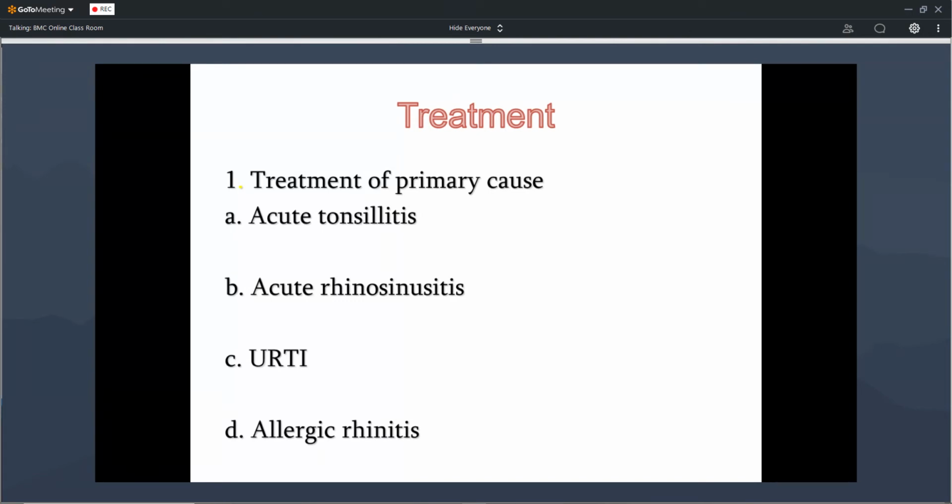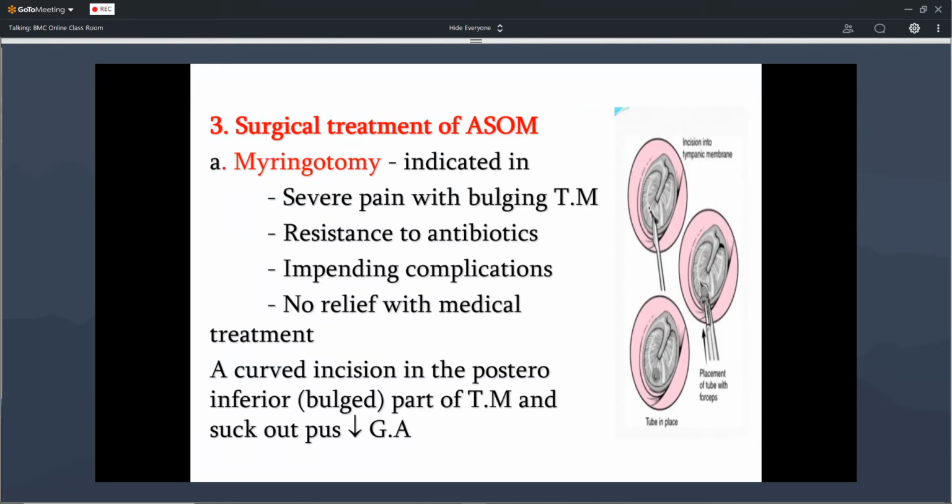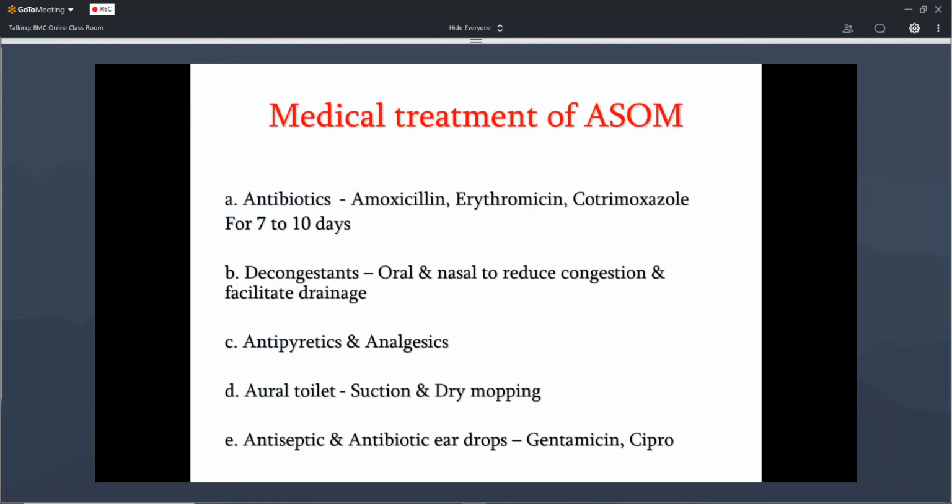So you have to examine the patient thoroughly. If there is any acute tonsillitis or rhinosinusitis, you have to treat it along with the ASOM. If the patient has a history of allergic rhinitis, you should treat the allergic rhinitis. Then you should go for the medical treatment of ASOM. As I already told, antibiotics you should give for at least 7 to 10 days. The most common drug is amoxicillin with potassium clavulanate, for 7 to 10 days.